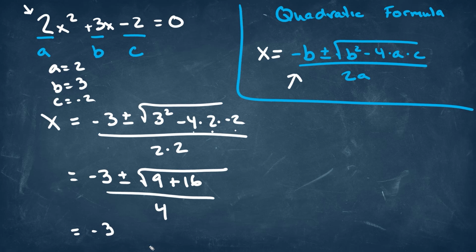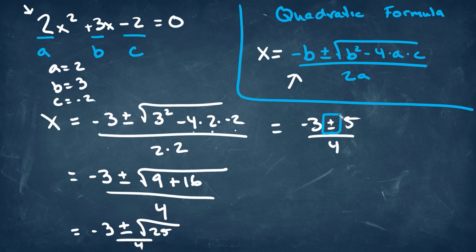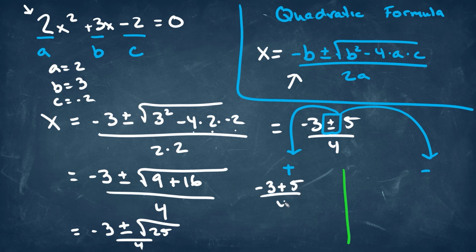Simplify that one more time to negative 3 plus or minus the square root of 25 over 4, and this will simplify to negative 3 plus or minus 5 over 4. Now we have this plus minus sign, and what that means is that we're going to have two answers, one with a plus and one with a minus. So we can write this one with the plus as negative 3 plus 5 over 4. And this one is minus 3 minus 5 over 4.